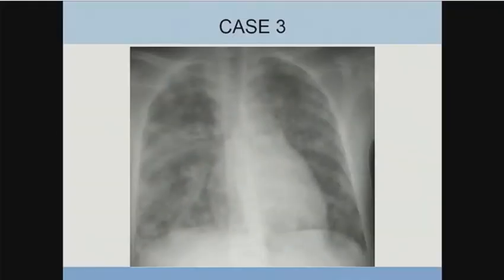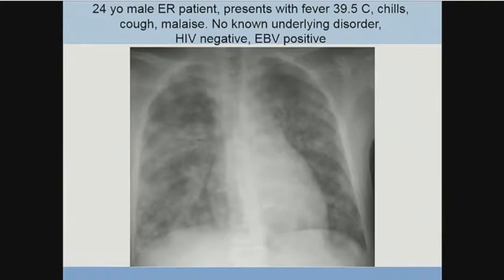So here's the next case. This is case number 3. This is a 24-year-old emergency room patient presenting with very high fever, chills, cough, and malaise. He has no known underlying disorder. He is HIV negative and EBV, Epstein-Barr virus, positive. The chest X-ray is diffusely abnormal with many patchy densities that are confluent in certain areas of the lung.